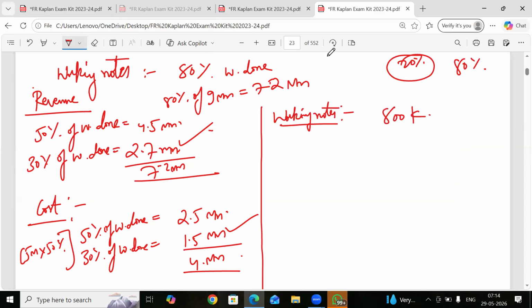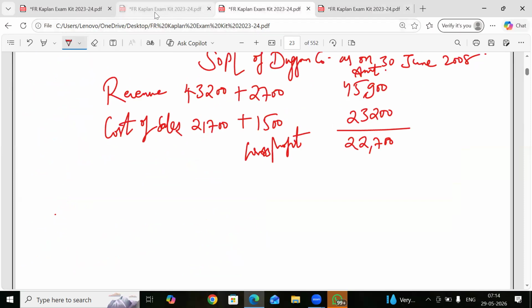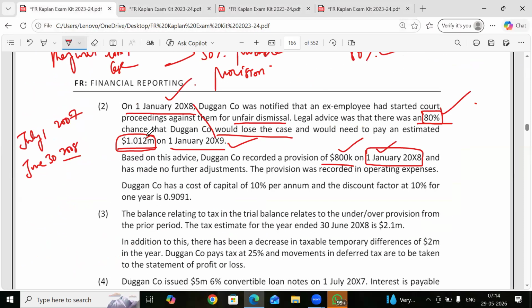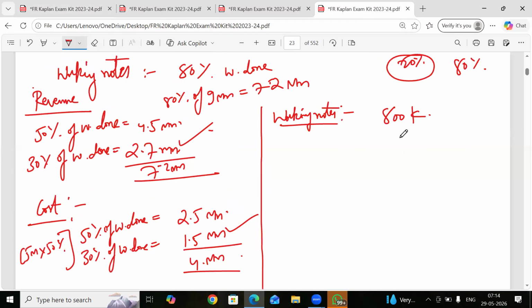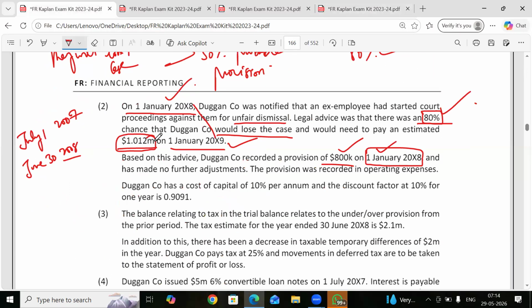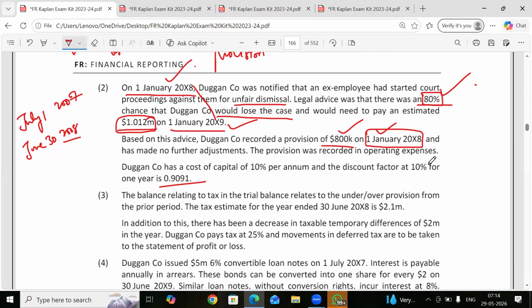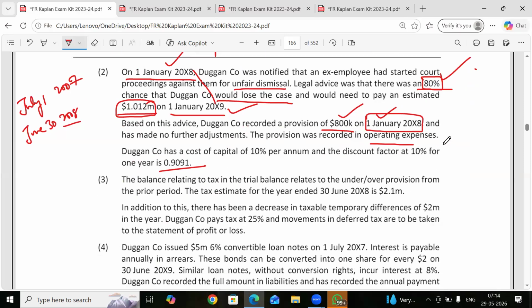800K they recorded. How much should it be? You have to take this amount, which is the future value, and find out the present value of this. We will do that because this amount is paid after a year. What is the present value of that as on today? The discount factor is given, no need to worry. And they have recorded the provision also in operating expenses.